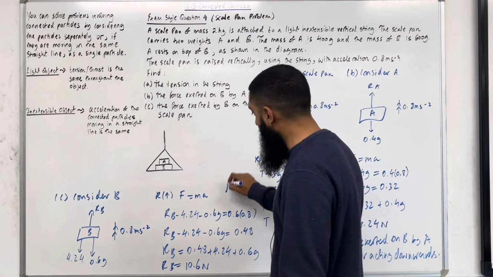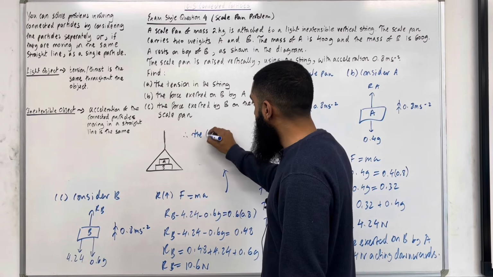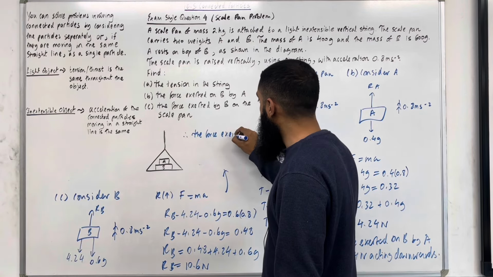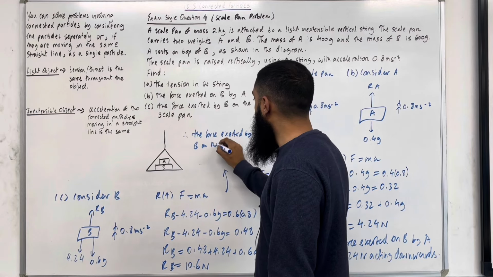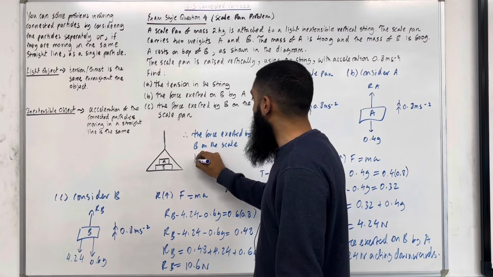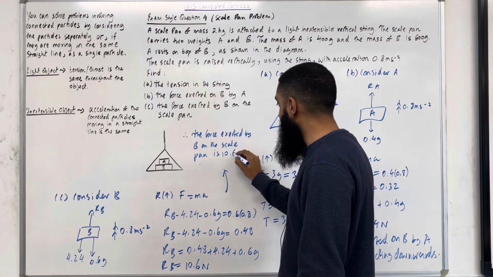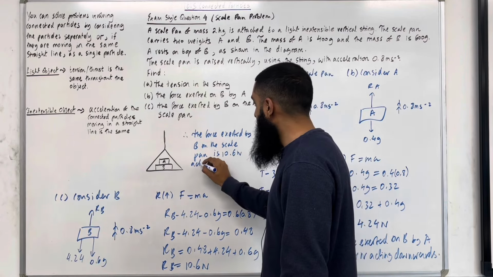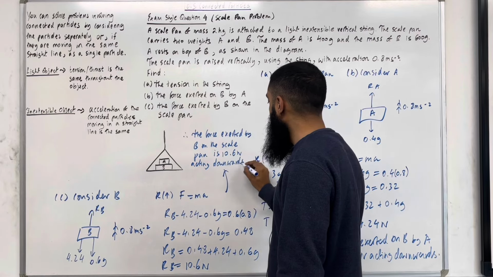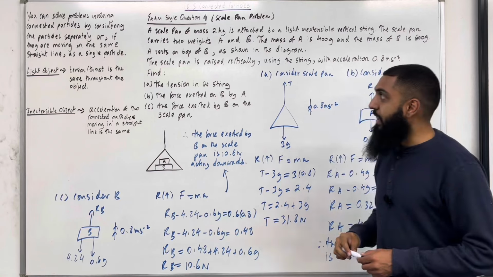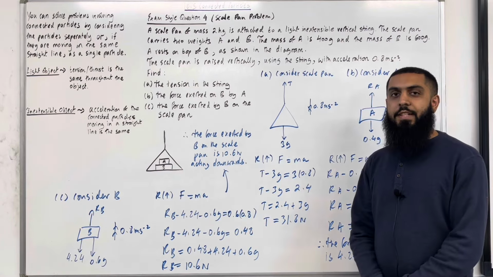Okay, so over here, we can write a conclusion. Therefore, the force exerted by B on the scale pan is 10.6 newtons acting downwards. That there, ladies and gents, completes exam style question 4 and this teaching video 10.5 connected particles.